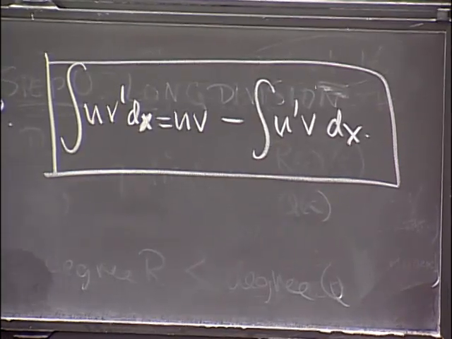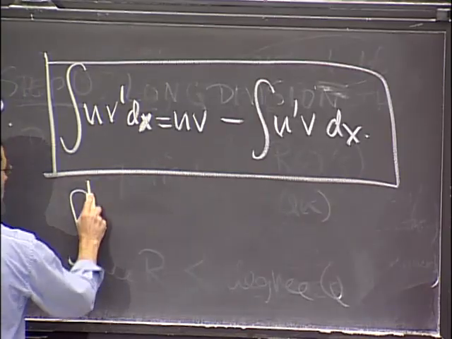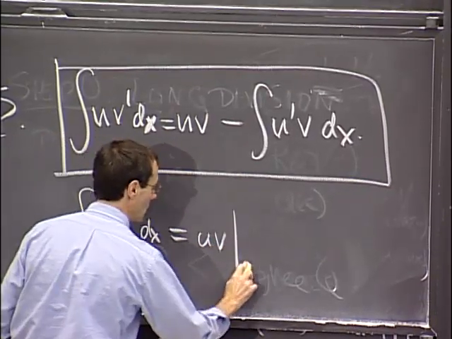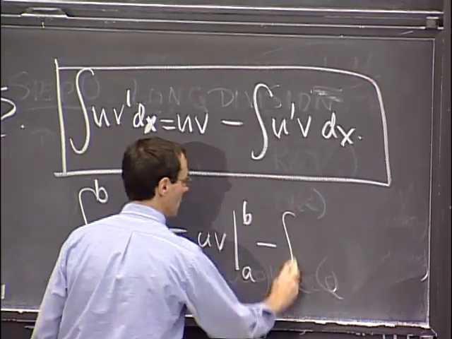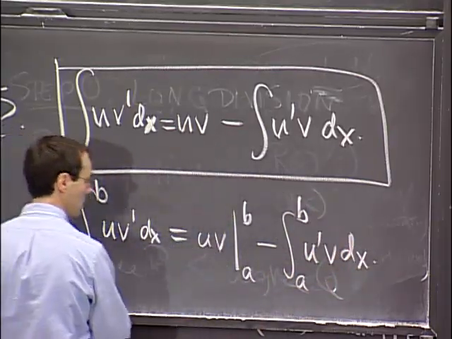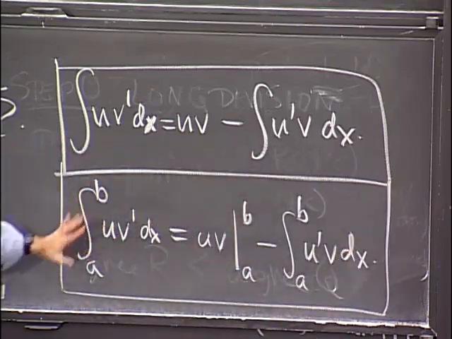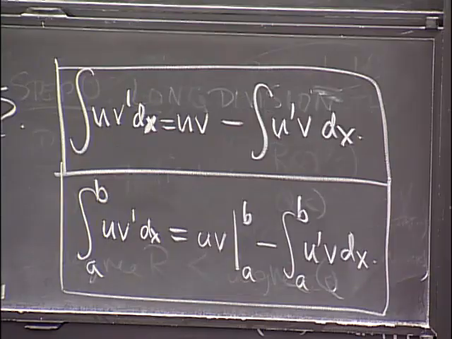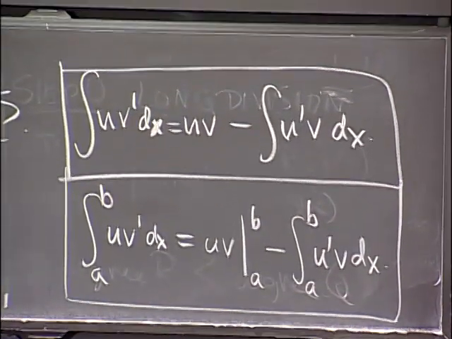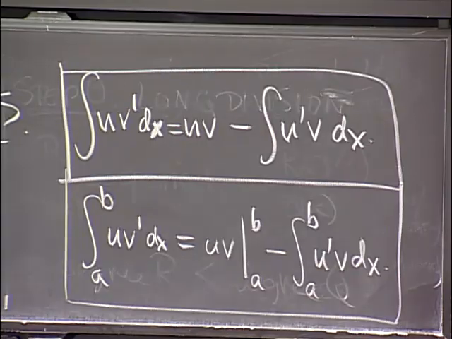I'm going to write it one more time with the limits stuck in. It's also written this way when you have a definite integral. Just the same formula written twice. All right, now I'm going to show you how it works on a few examples.